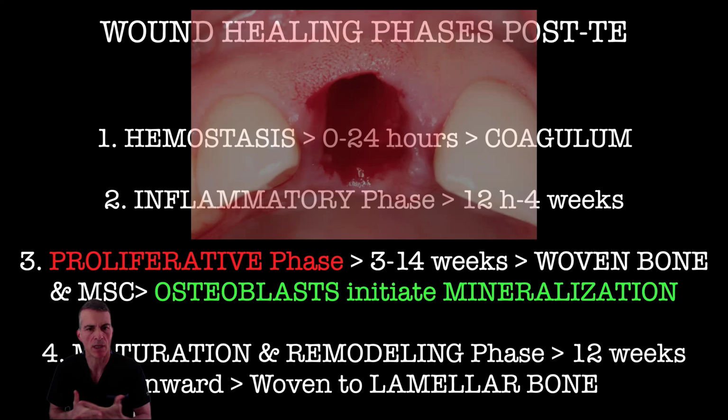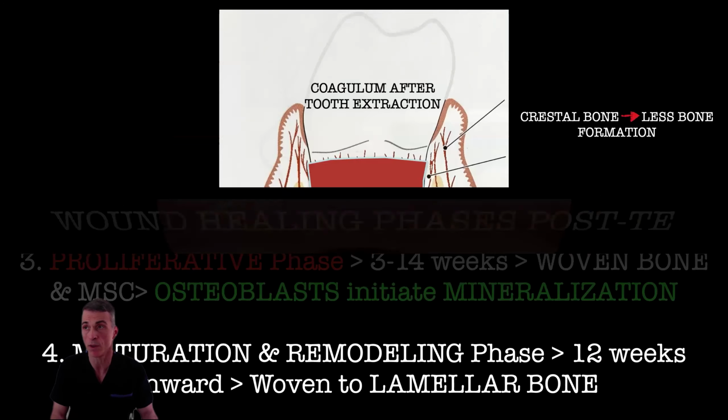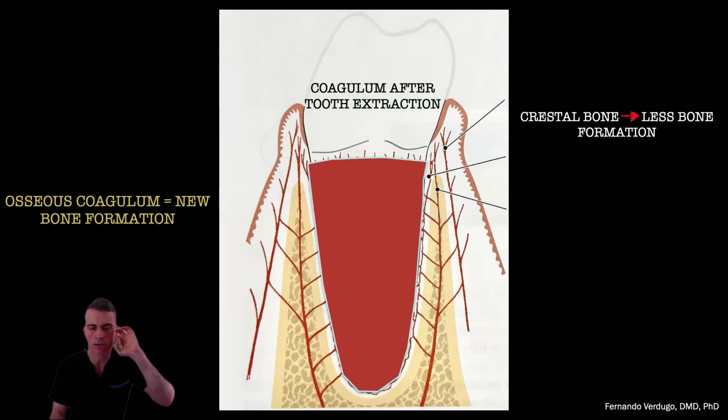It is when we see the osteoblasts basically peaking within that socket. And so all the mesenchymal cells, all the good stuff is happening during that time. That proliferative phase could be reduced, shut down, or impaired depending on what we do with that socket. So let's dive into the anatomy of wound healing within that socket.